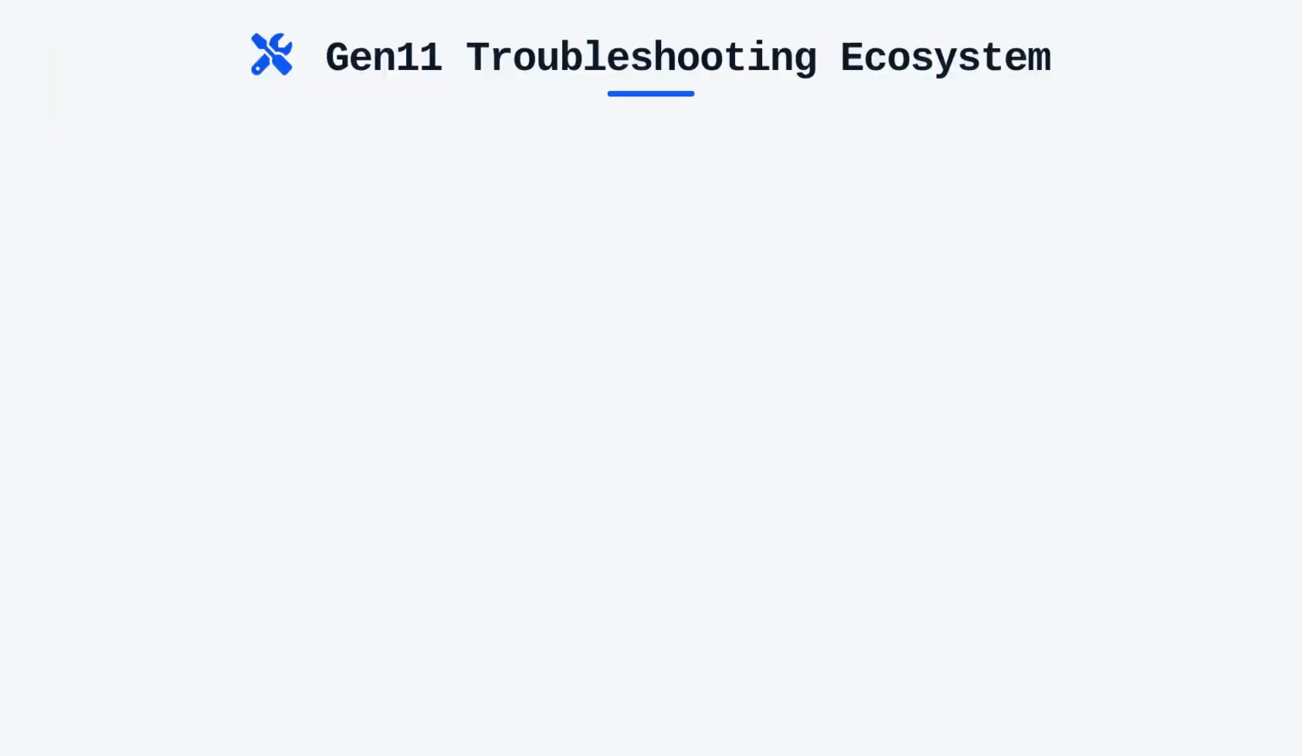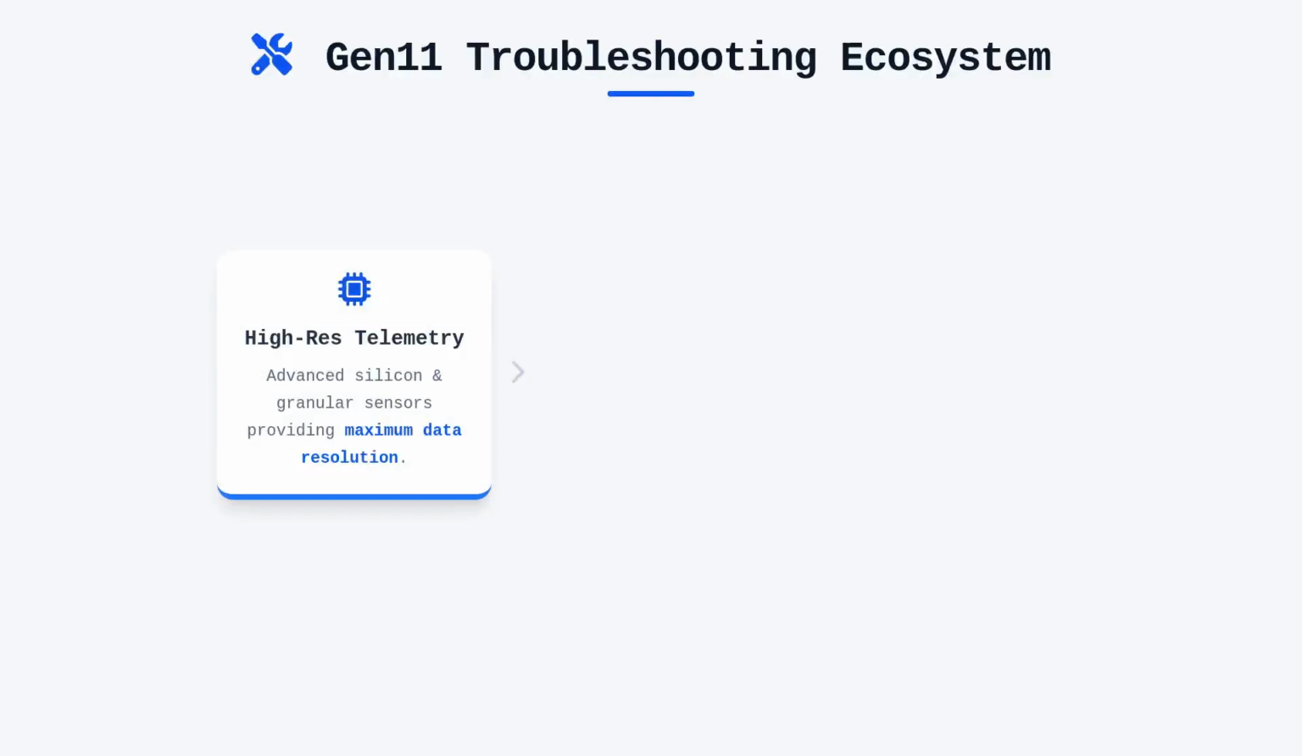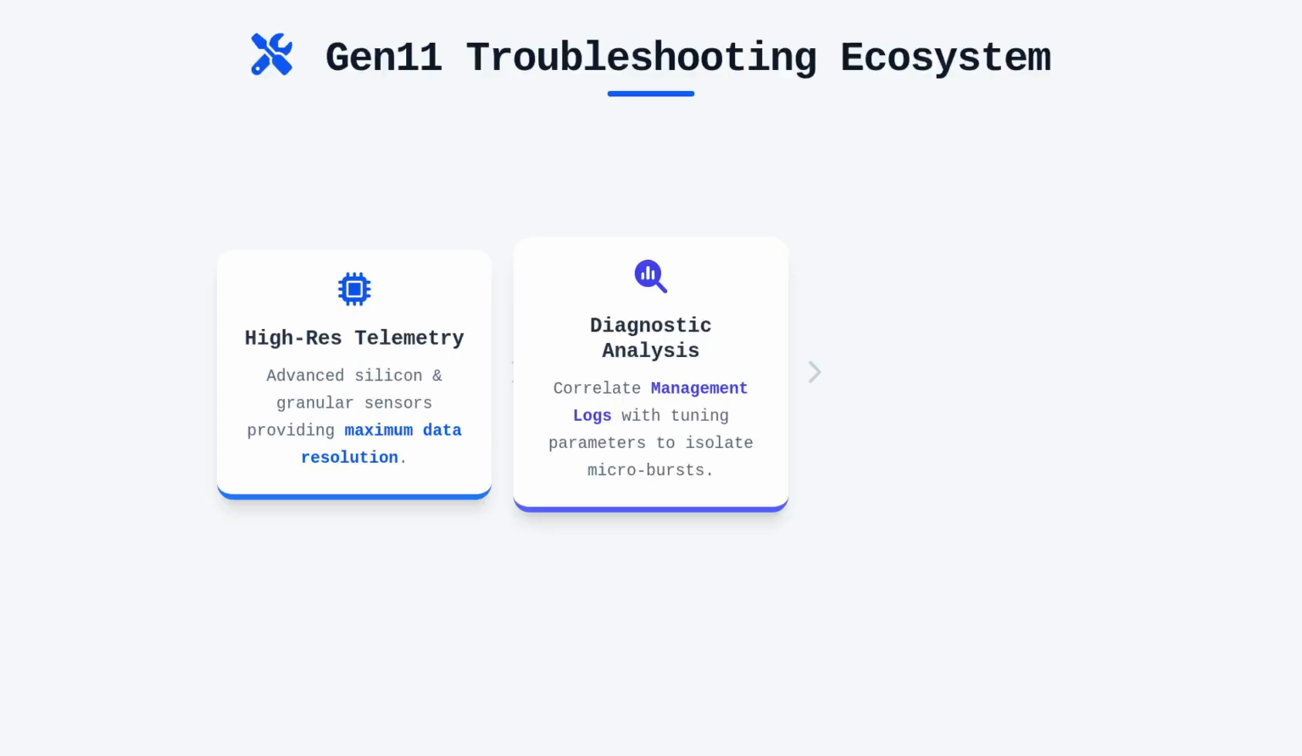Troubleshooting within this ecosystem relies on the accuracy of your diagnostic telemetry. Because the Gen 11 servers utilize advanced silicon and granular sensors, you have access to a much higher resolution of performance data than ever before. If a workload experiences latency issues, your remediation strategy should start with an analysis of the system logs captured through the integrated management controller. By correlating these logs with your performance tuning parameters, you gain the ability to isolate transient microbursts that might otherwise look like hardware faults.